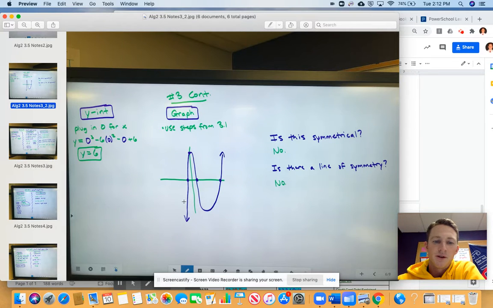And then just looking at this graph, so you can zoom out on your graph on Savas, is this symmetrical? No, it's a funny shape, right? It doesn't look even. Is there a line of symmetry? Well, since it's not symmetrical, you can't cut this graph in half. So there's not a line of symmetry.